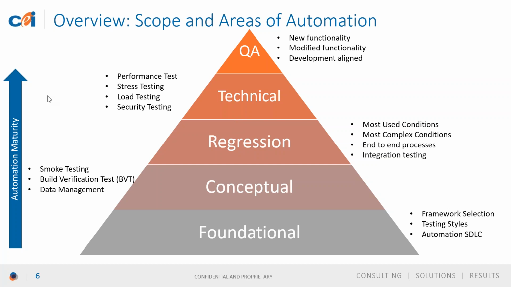The last piece is the QA side. And again, with QA, understand that a QA test is aligned to my development process. It's not regression. It's taking place in the same cycles, in the same sprints that my development is, much more tightly coupled. It's covering new functionality and modified functionality. So your SDLC needs to cover that to make sure that you're not getting in the way of your development processes. So that's what we would consider the layers of scope and the overall areas of automation.